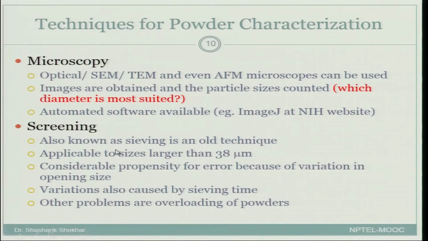Now, these are usually used for particle size greater than 38 micrometer. You will not be able to use it for very small particle size.